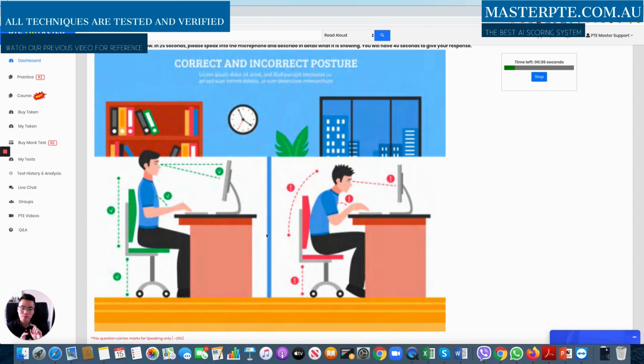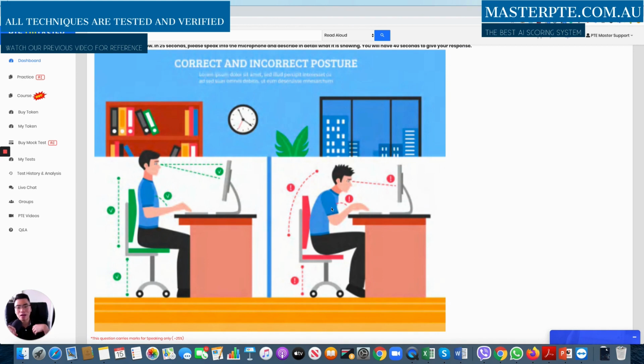So 1, 2, 3. Okay, so the next thing in this picture is, what is the color of this man's shirt? It's a blue shirt, and he's wearing black pants, and he's sitting on a chair. The chair on the left is green in color and the one on the right is red. He's looking at the computer, and we're trying to say that the left one is the right sitting posture and the right one is the incorrect sitting posture. So left one correct, right one incorrect. That's all you have to say.